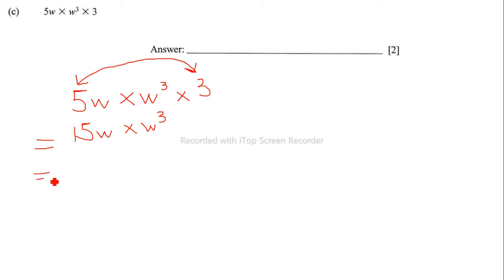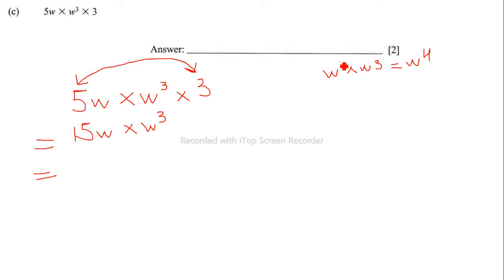Now, if we have 15W times W to the third power, what are we going to do? What is this? Add the powers. The powers. So W times W to the third power is equal to what? W to the fourth power. W to the fourth. Okay?